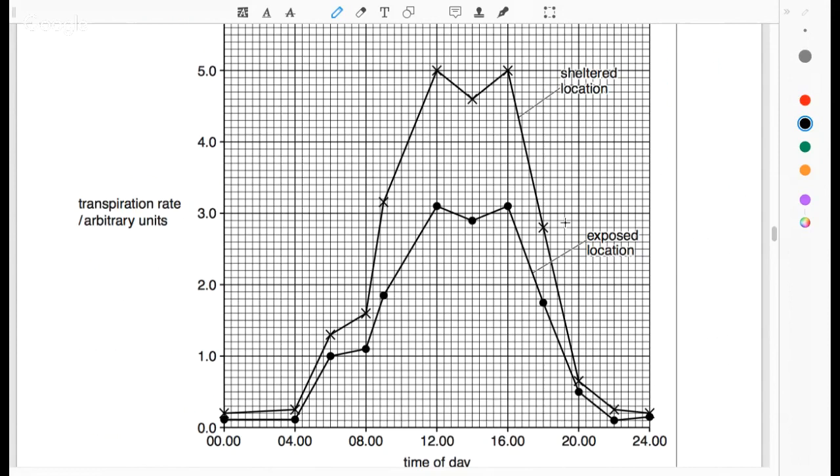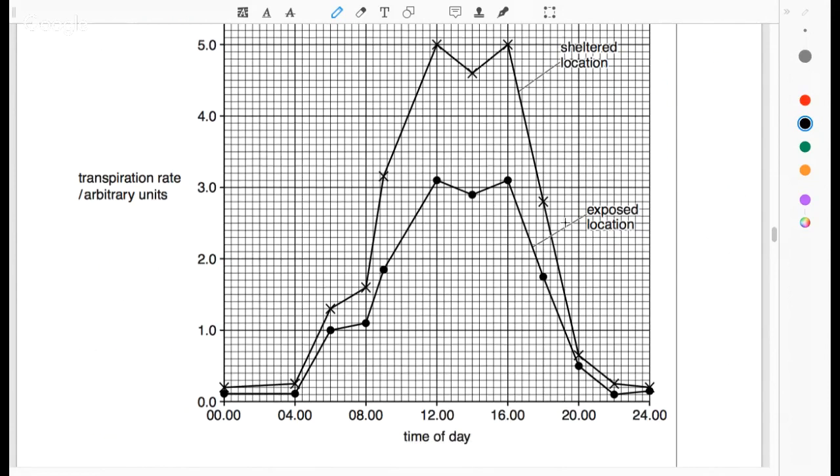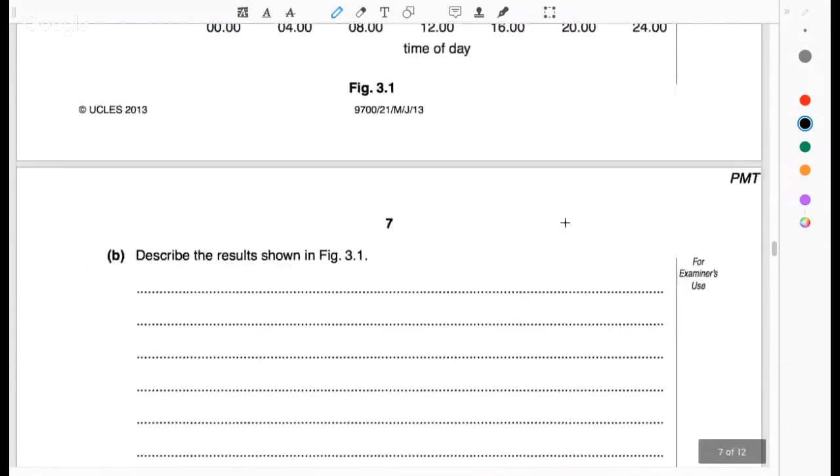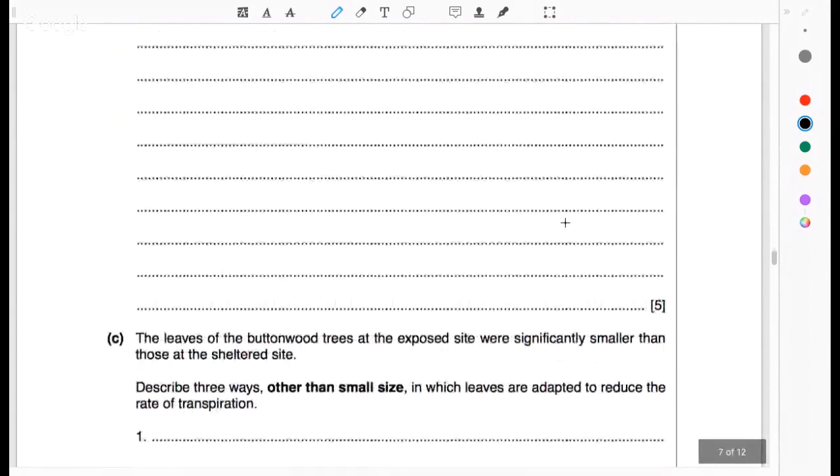The only thing you missed to comment on is the fact that both of them shut down at night. So between around about 8 p.m. until around about 4 a.m. they're both pretty shut down, which is relevant to transpiration, and it's probably going to come up in one of the next questions. So mentioning it is always worth it, but you will pick up the marks there. These are the really, as you know, laborious questions where you just have to describe what you see.